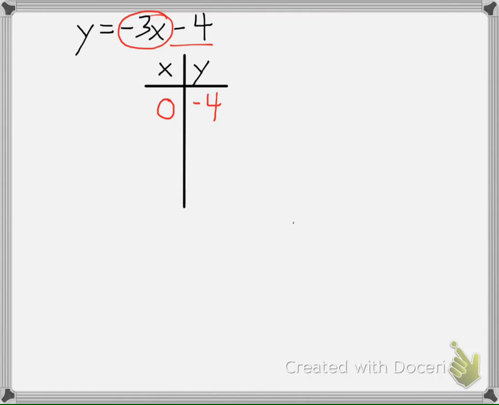Now, this is only one solution though. Because if I graph 0, negative 4, can I draw a line? Well, you can, but you don't know which direction it's going to go. You can draw a line that goes through 0, negative 4, but from there to where? There are an infinite number of lines going through 0, negative 4, so we need to know which one of those infinite lines is y equals negative 3x minus 4. So we're going to need more than 1 point. So what other value can we use for x?